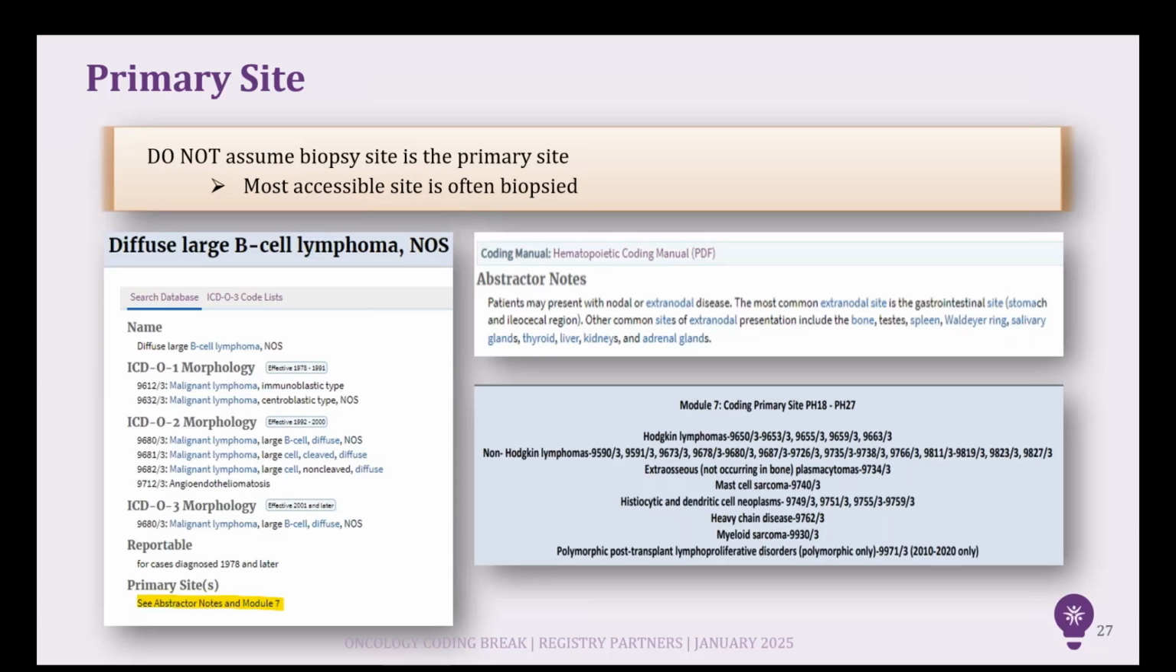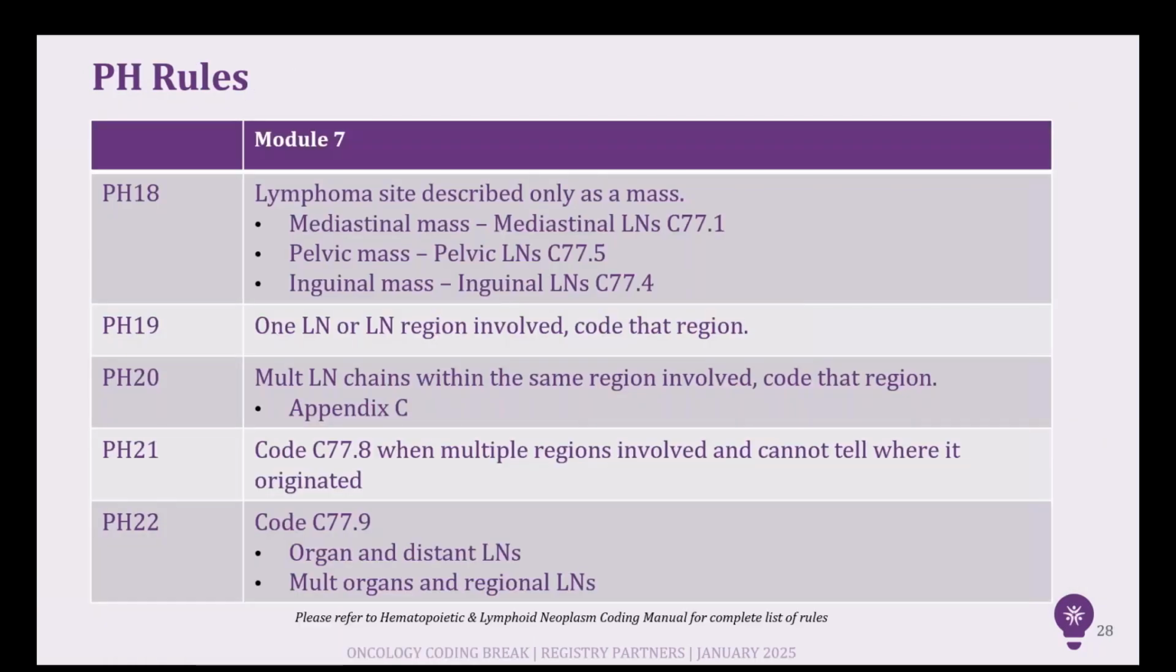Module 7 starts with PH18. This rule instructs us that when lymphoma is described only as a mass, we should code it to the lymph nodes of that area. An example would be a mediastinal mass. You could code to the mediastinal lymph nodes. If this rule doesn't apply, move on to the next one. PH19 is pretty straightforward. When only one lymph node or lymph node region is involved, we code to that region.